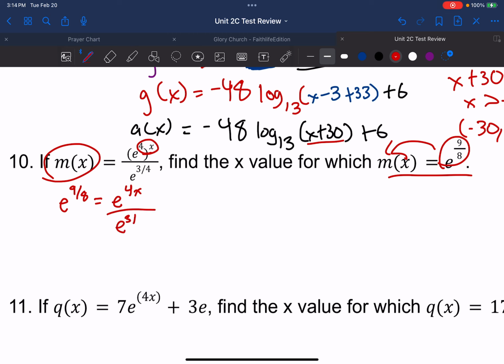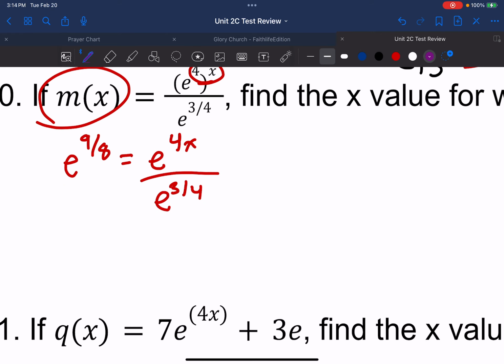e to the 3/4. And just a reminder that when I have a problem like this, I can use exponent rules to combine these to a single e. Because my whole goal is to get a single e on each side and then use the inverse, which is log e or ln, to get x out of the exponent. So what do I mean? Here, I'm going to subtract these two exponents to make them a single exponent. This looks like e to the 9/8 equals e to the 4x minus 3/4.